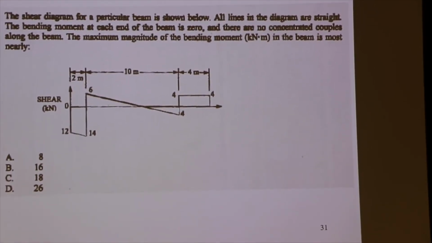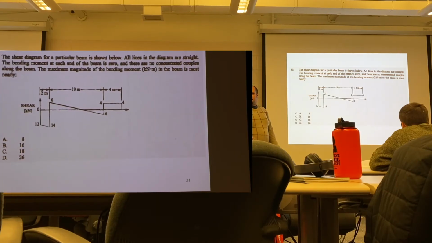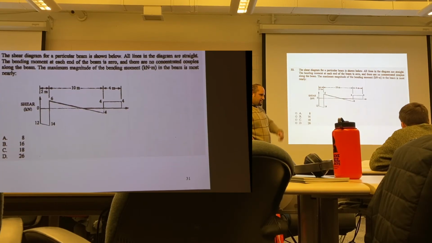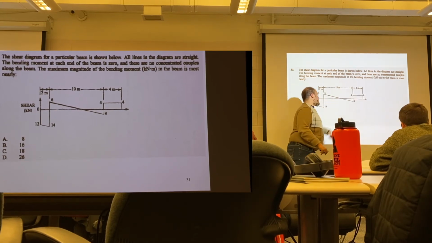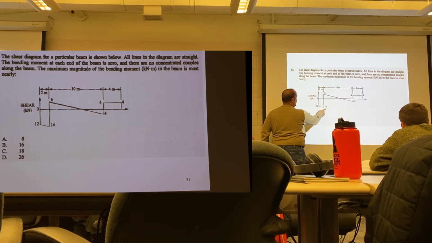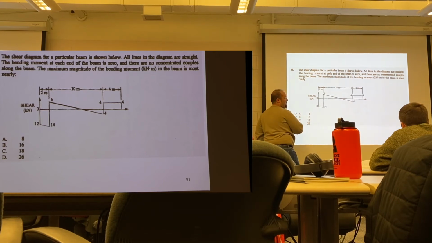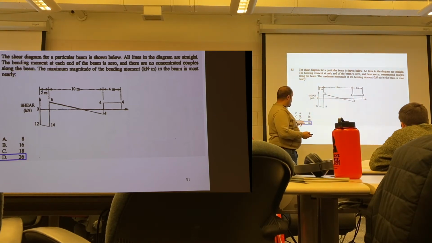Where are my candidates for the maximum bending moment? Yes, your hand goes up first. Oh yeah, it could be any one of the zeros. So 1, 2, 3. If you are looking at this area, it's 14 plus 12 over 2, which is 13, multiplied by 2 is 26. So probably this is the answer. Because if you go here, 4 by 4 is 16, which is another one, but this is the answer.